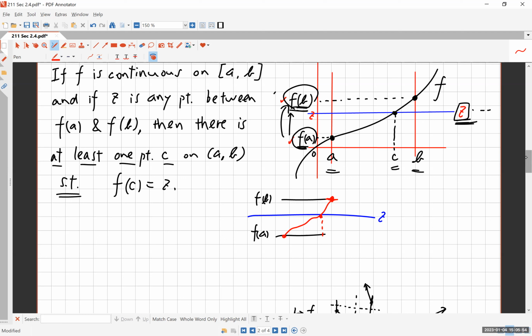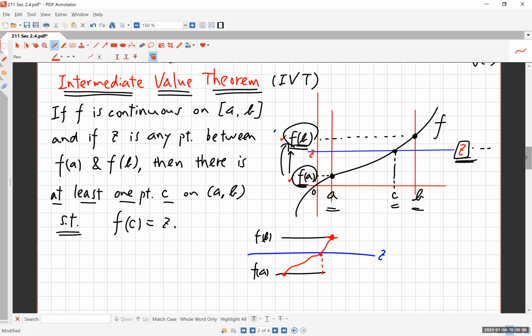So the intermediate value theorem says, as long as the function is continuous, if you walk continuously from one side of the road to the other, then you have to go through z. Here's another implication of this.